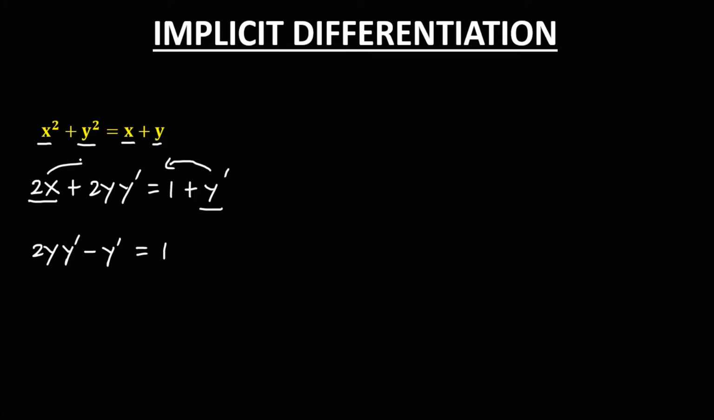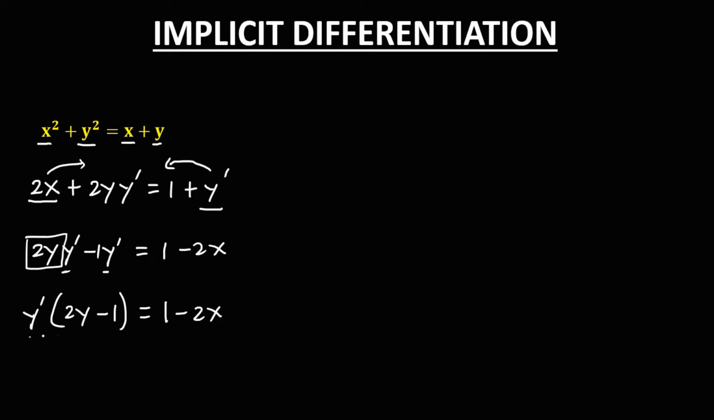Transpose this 2x to the right. So this becomes negative 2x. Then to solve for y prime, we need to factor out this y prime. So put this y prime outside, then times. Since we put y prime outside, the remaining is 2y minus, since we have this coefficient 1, minus 1. Then equals 1 minus 2x.